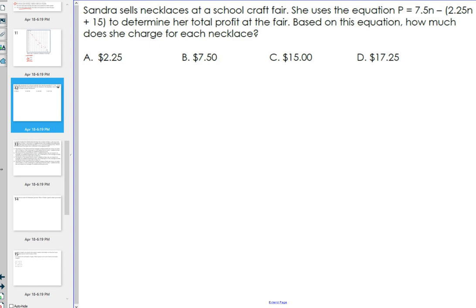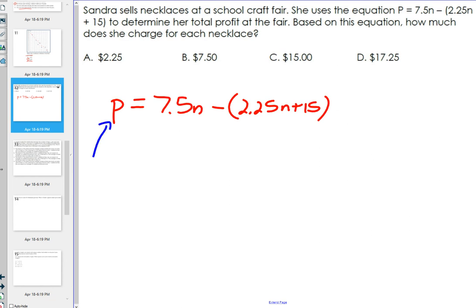Sandra sells necklaces at a school craft fair. She uses that equation to determine the profit. Based on this equation, how much does she charge for each necklace? So if profit is equal to 7.5 necklace minus 2.25 necklace plus 15. This is a little bit tricky because you want to distribute and simplify, but more important here is understanding what profit is.